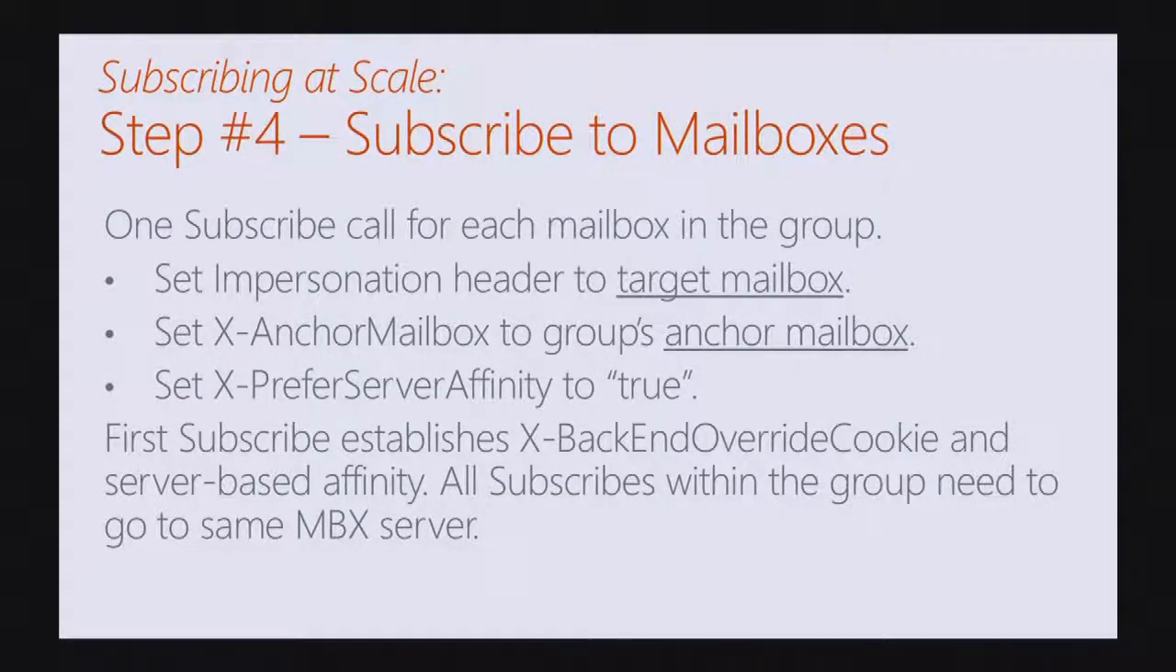From here, you go through and you subscribe to each mailbox. So using impersonation, you've set your SOAP header to impersonate the target mailbox. So each one of these mailboxes that you're subscribing to, you set the anchor mailbox to be what we specified in the first step. So each request in a given group will have the same anchor mailbox. In this step, the target mailbox, the one you're subscribing to, will be different for each request, and the preferred server affinity will be set to true. Again, the first subscribe establishes the X-BackEndOverrideCookie and the server-based affinity, and all subscribes within that group will end up going to the same mailbox server.